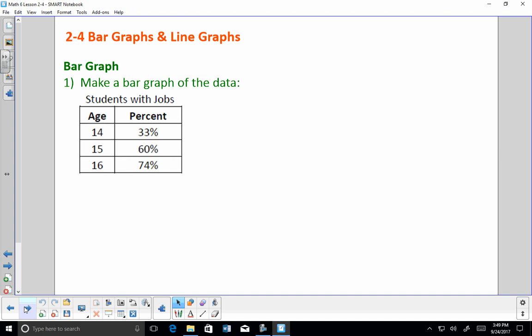We're going to make a bar graph of the following data. Students with jobs. At age 14, 33% of students have jobs. At age 15, 60% of the students have jobs. And at age 16, 74% of the students have jobs.